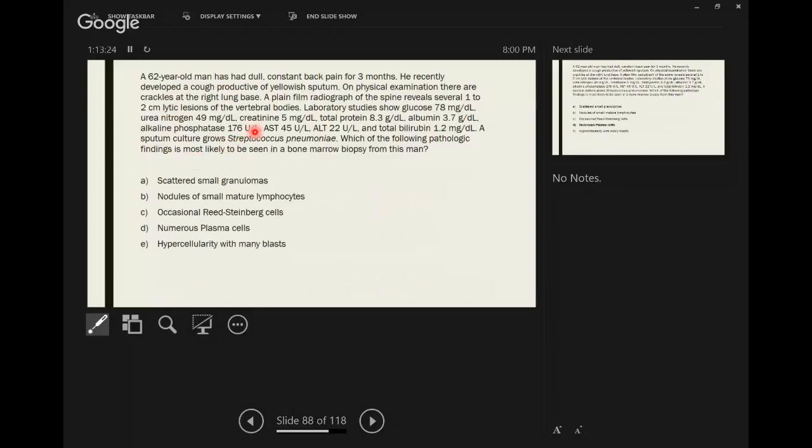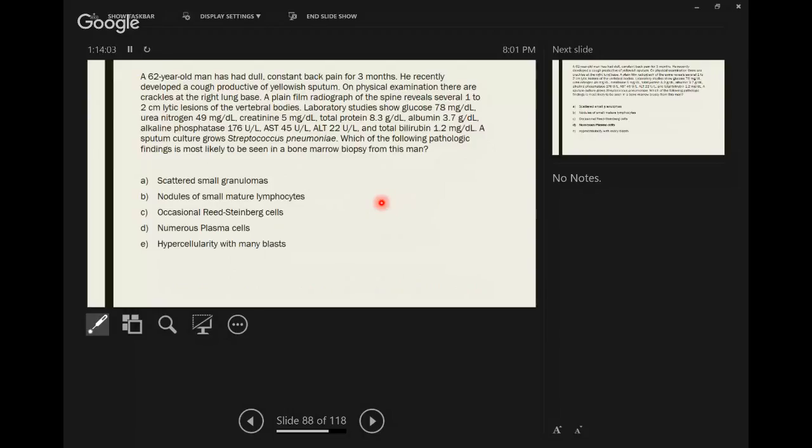So he's had a constant back pain for 3 months. On physical examination, he's got an infection in his right lung base and plain radiograph, so an x-ray of the spine shows multiple lytic lesions of the vertebral bodies. I don't care about his glucose. His kidneys are failing badly. He's got a lot of protein, but normal albumin. So he's got an increased globulin, so an increased antibody level and normal LFTs. All right, so what's the disease?